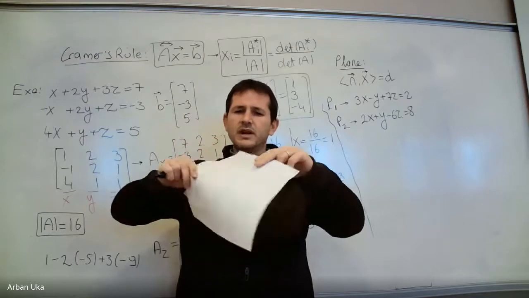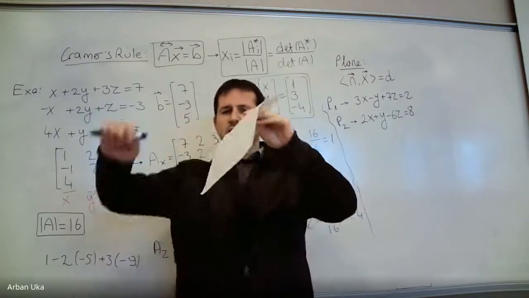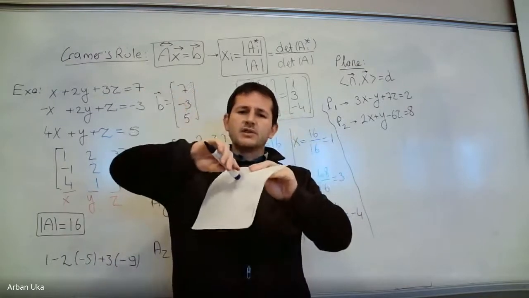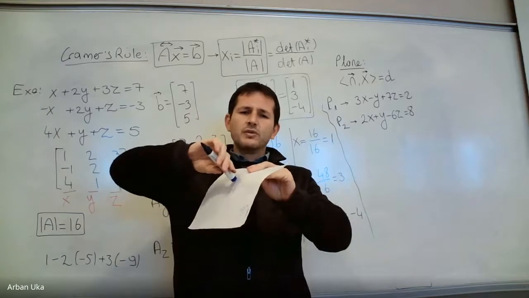Okay, so here I have plane 1. What is the normal vector? Is this one. Take this away. Where is the other vector? It's here. So the first expectation is the normal vector has to be the same.